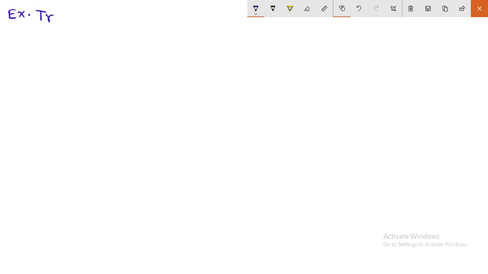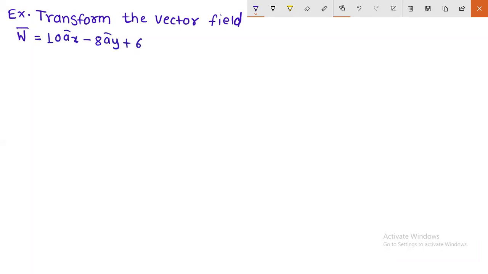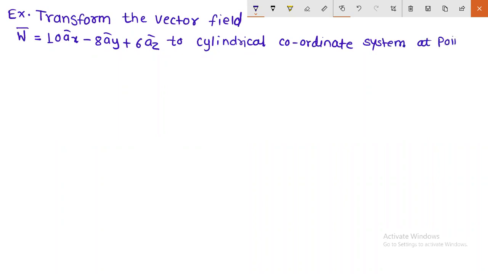Transform the vector field W bar is equal to 10 a bar x minus 8 a bar y plus 6 a bar z to cylindrical coordinate system at point P of 10, minus 8 and 6.